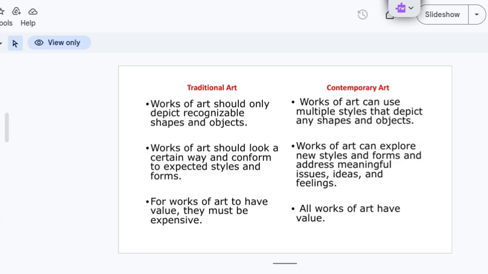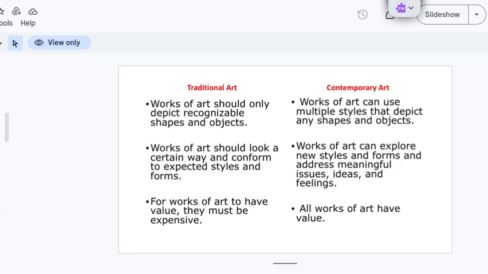Traditionally, art has to be recognizable shapes and objects, which is why with all this abstract stuff you think, well, that's not art. But it is now. Anything can be art in a lot of ways. Traditional art has to conform to certain expected styles and forms, has to look a certain way. But now our job as artists is to explore new styles and address different issues, different ideas and different feelings. It's not just one thing.